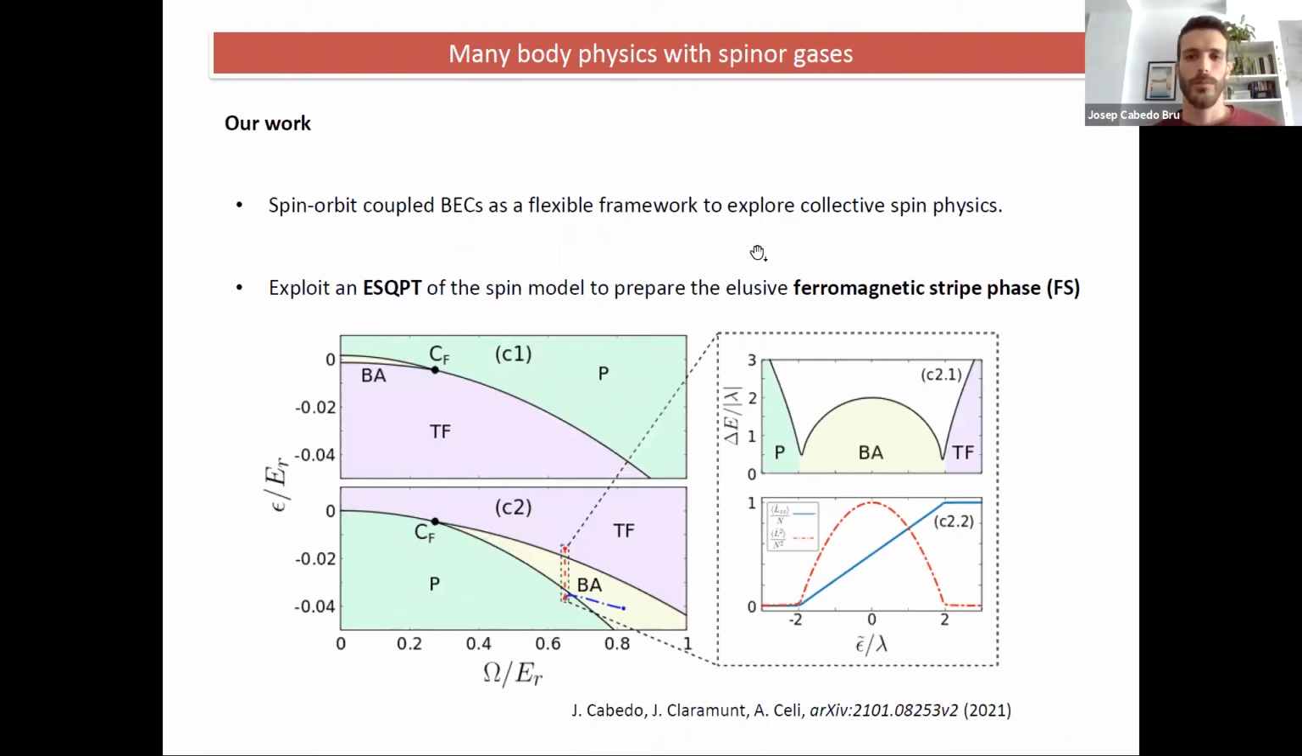So as you see, spinor gases provide a flexible tool to explore excited state quantum phase transitions too. And in our work, we present that spin-orbit coupled Bose-Einstein condensates can also realize this same collective spin physics that I've been talking about. In particular, inspired by these studies on excited state quantum phase transitions, we design a protocol to prepare in an excited state the ferromagnetic stripe phase of this spin-orbit coupled gas. Before going to the specifics of the work, I will explain a bit the physics of spin-orbit coupled BECs and why these ferromagnetic stripe phases are interesting in the first place, or why it would be convenient to prepare it in an excited state.